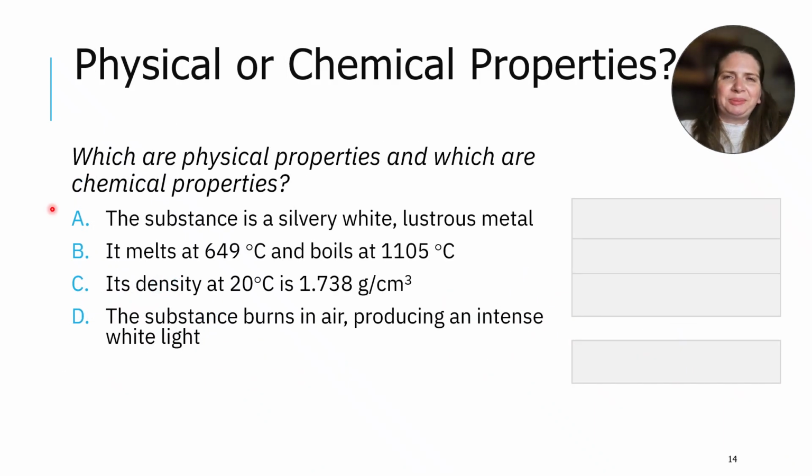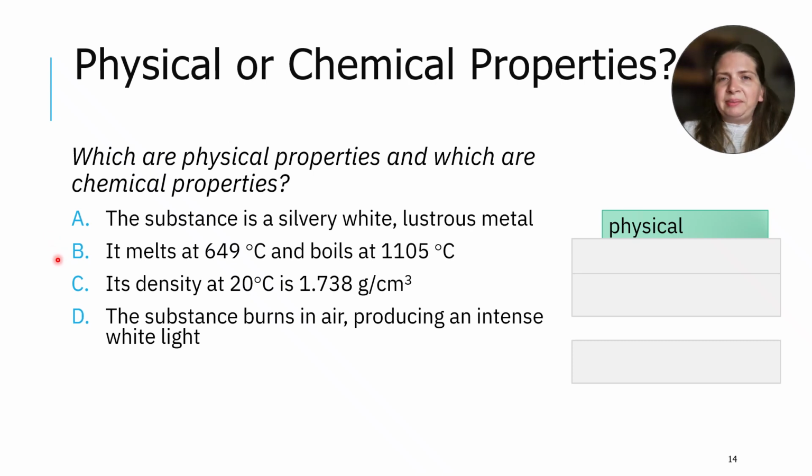Here's another practice problem. Read the following observations and data collected in the laboratory and identify whether each describes a chemical property or a physical property. The first statement says the substance is a silvery white, lustrous metal. This describes a physical property because we can observe the color and shininess without changing the composition of the metal.